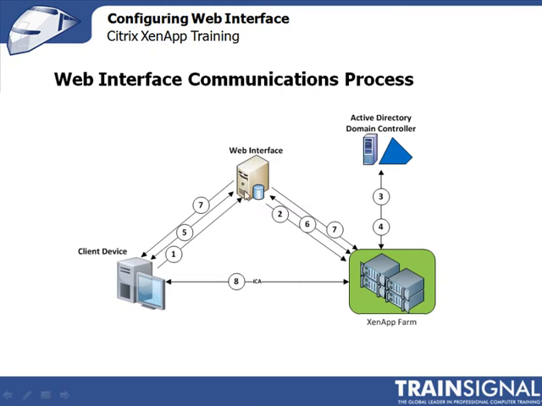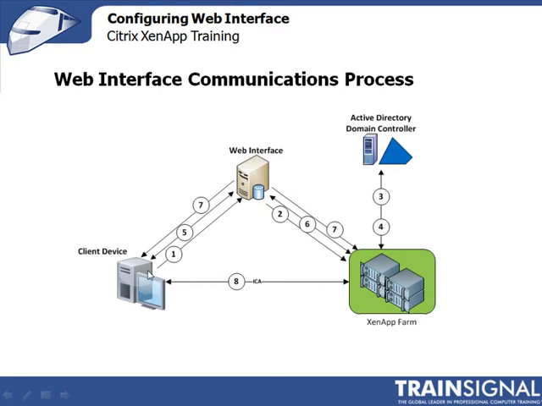Once the Active Directory credentials are entered, Web Interface is going to pass these credentials to one of the servers, one of the XenApp servers in the farm that's running the XML service. That particular server is going to pass the credentials to Active Directory and authenticate the user. Once it authenticates the user, it's going to query the IMA service within the farm and get a list of the published resources that this particular user has access to. It's going to send that information back to Web Interface. Web Interface is going to display that information to the user. This is step number 5 at this point.